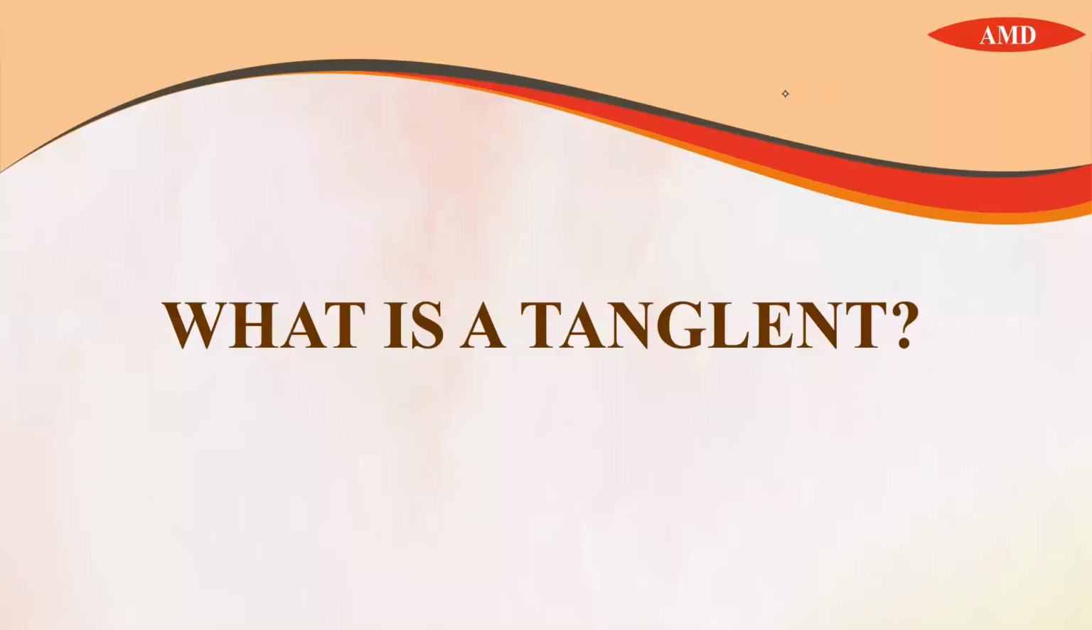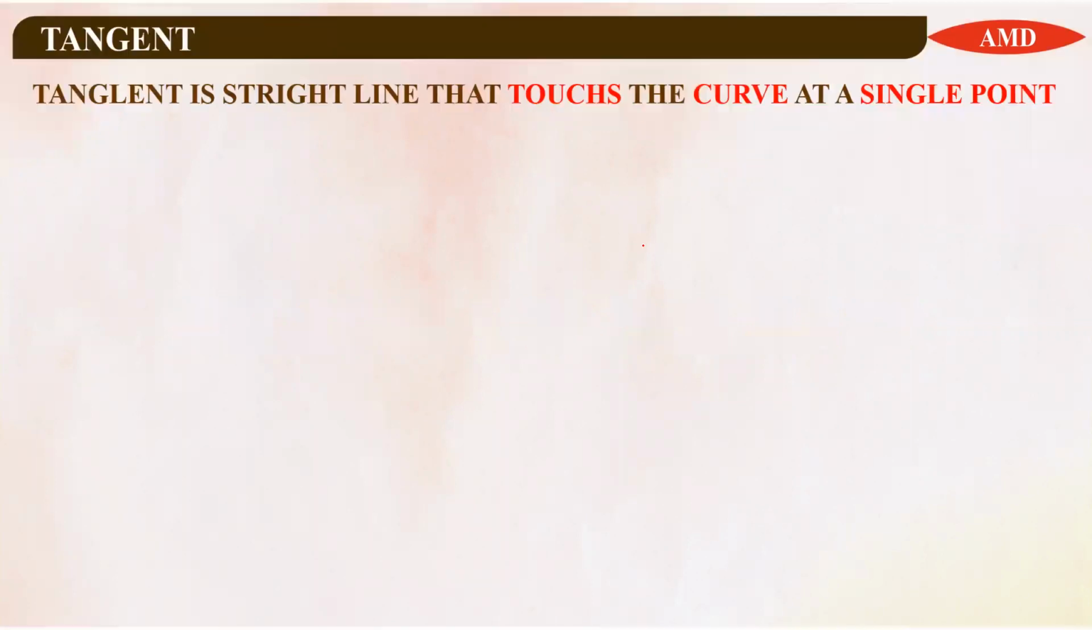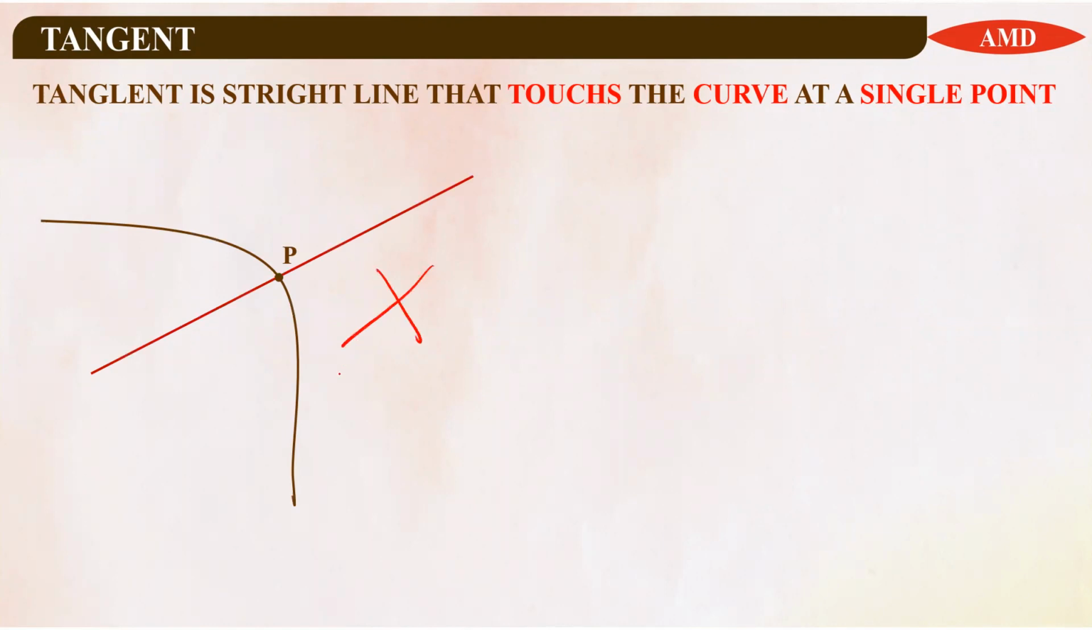Generally, when we ask what is a tangent, the common answer that we get to hear is that a tangent is a straight line that touches the curve at a single point. So let me consider an example here. We have a curve, and at the point P, I try to draw a straight line that touches the curve exactly at a point. And we know that this is not a tangent, but still it satisfies the above definition.